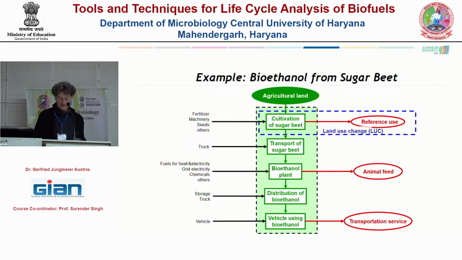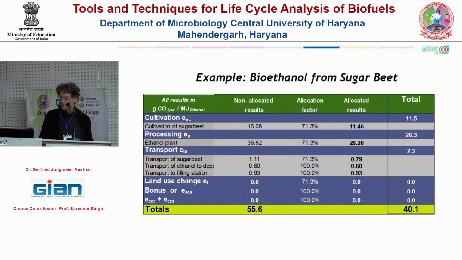I think this tool stops at the biofuel, so it ends after the bioethanol, giving you a value in grams CO2 equivalent per megajoule. And at least I have just to guide you quickly through the system. This is an example from bioethanol from sugar beet. And this is the summary table.